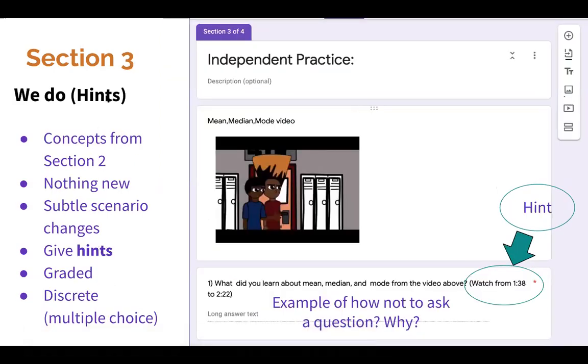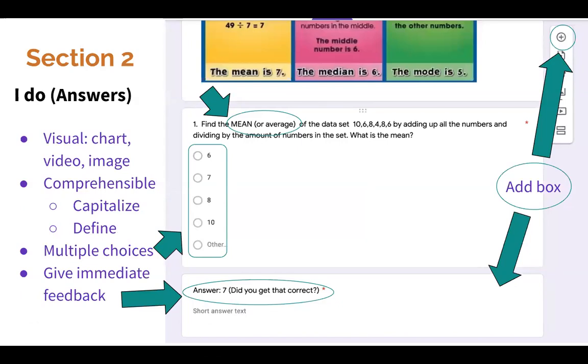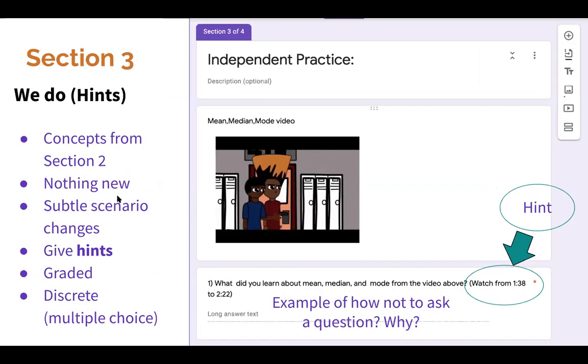All right, in section 3, for the independent practice, again, the concepts from section 2 should be the same. You can change it a little bit, but very subtly. But don't put anything new in there, because it's independent practice, so they should basically be copying what you did up here in section 2. I've seen math teachers try to stick in something different in here, which is unfair because it's not what you taught. So keep with the same type of scenarios, maybe change them a little bit.